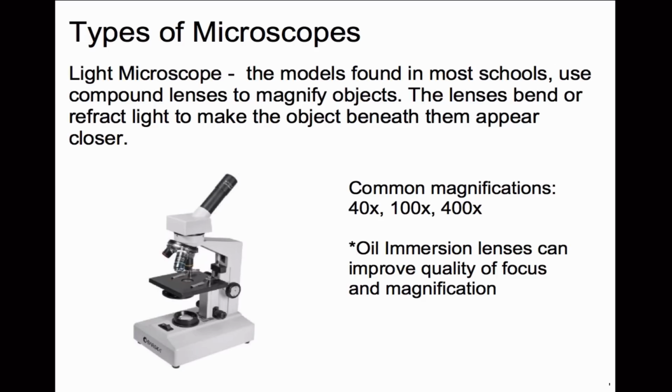So first of all, let's talk about the different types. The light microscope is the microscope that you're probably most familiar with. It's the one that we use in school. It's the one that's shown in the picture here. The lenses in a light microscope bend, or what we call refract, the light, and it makes the object appear closer to you. There are three common magnifications: 40, 100, and 400.